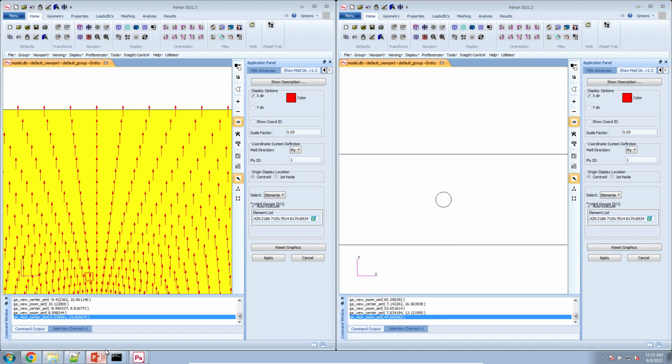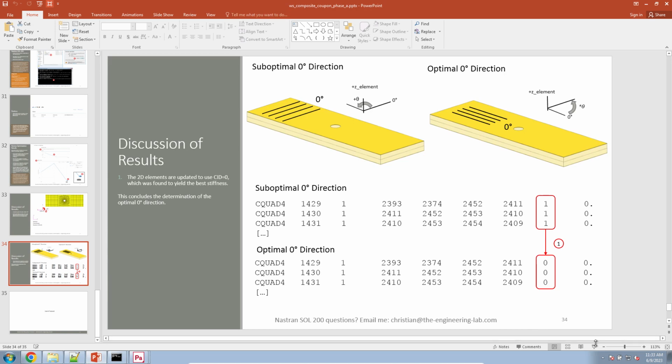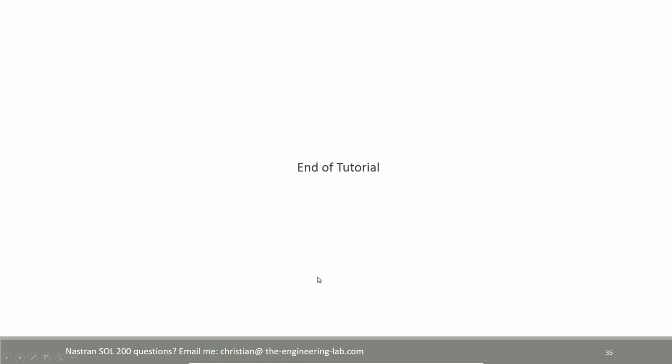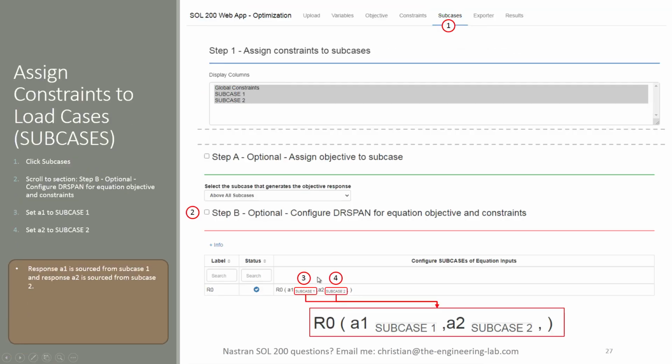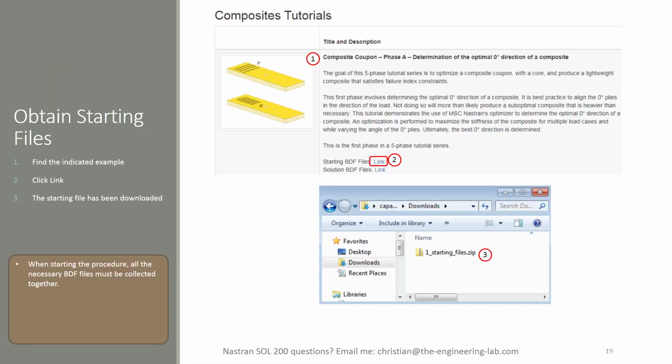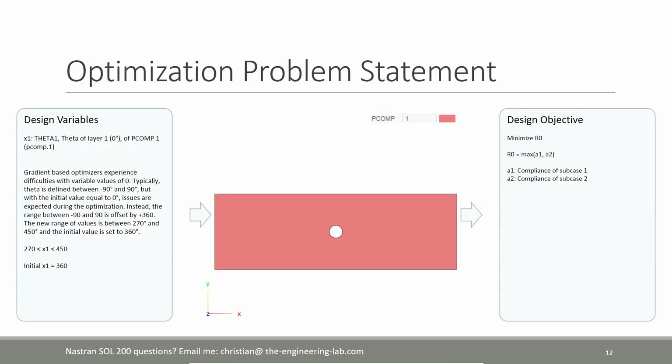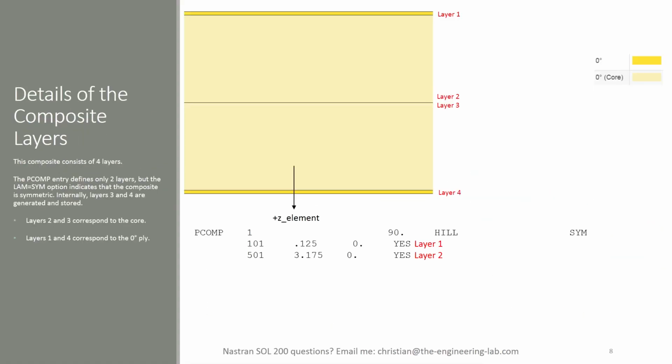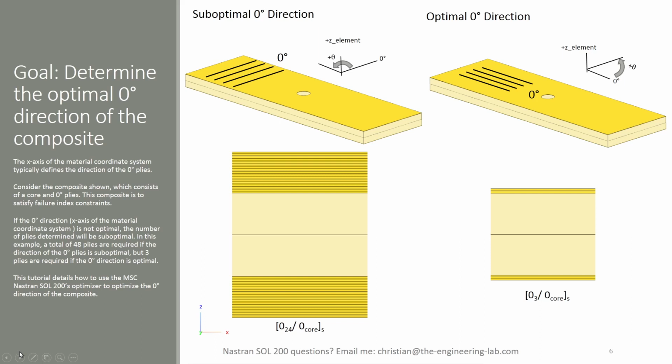So if I step out of here and go back to the presentation, I think we're pretty much done with this tutorial. You've seen that we have been able to successfully determine a better 0 degree direction for the 0 degree ply. Remember that this is very important, because if you do not pick an optimal direction, you're going to need more plies to carry your load. But if you are able to determine an optimal 0 degree direction, you'll be able to use fewer plies and produce a more lightweight composite design.